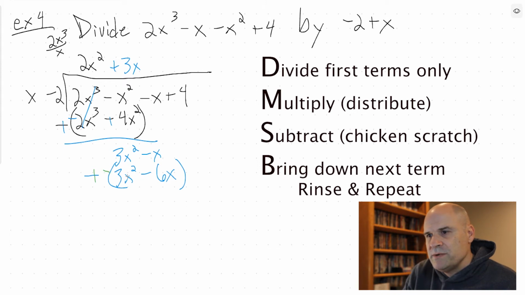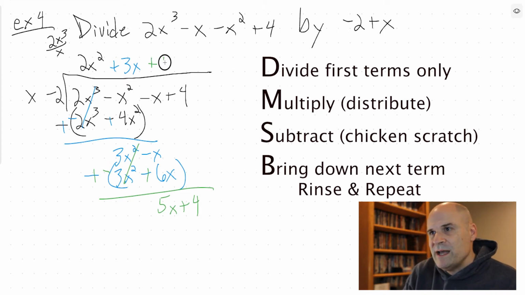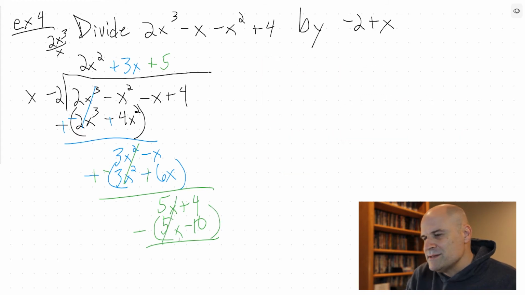Now subtract. Plus -3, +6. Those cancel. You get a -1x combined with a +6x, 5x. Plus 4, bring down the next one. Do it again. 5x divided by x. Just take away an x and you're left with 5. So now multiply, distribute. 5x minus 10. Subtract. These are always going to cancel, so really you're only subtracting plus 10 to give you a 14.